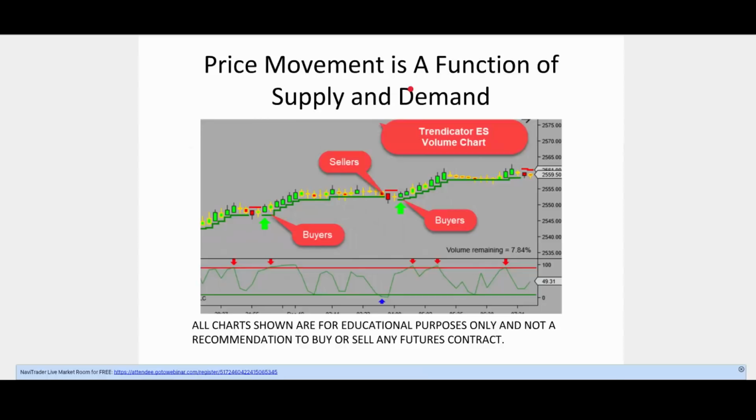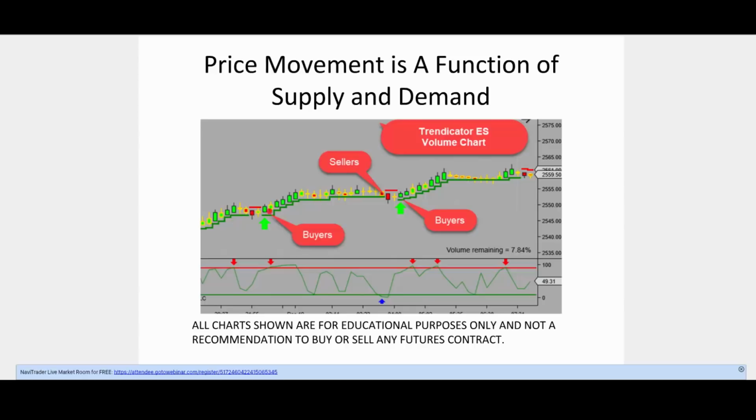All right, so price movement is a function of supply and demand. This chart we're looking at here is a volume chart applying our trend indicator charts and indicators. So you can see in this volume chart, when the signal line is green, the probability favors a move up. If the signal line turns to red, probability favors a move down. So here we moved up on green, turned back to red here, turned back to green here.